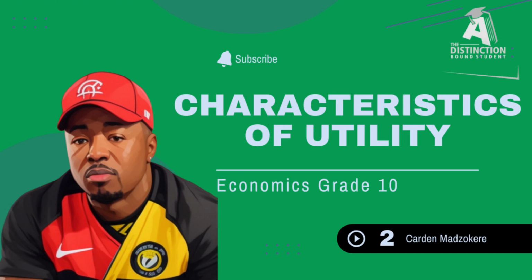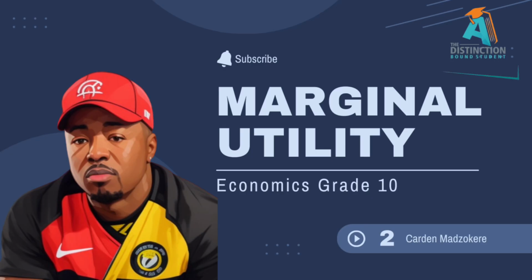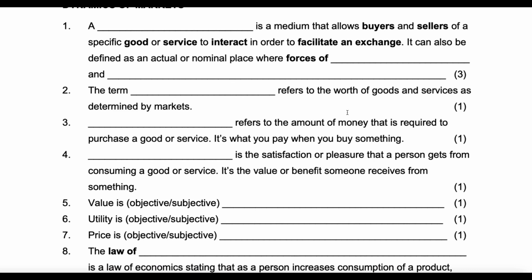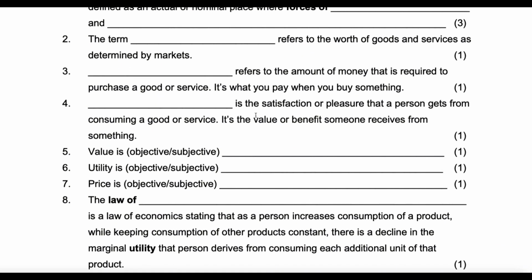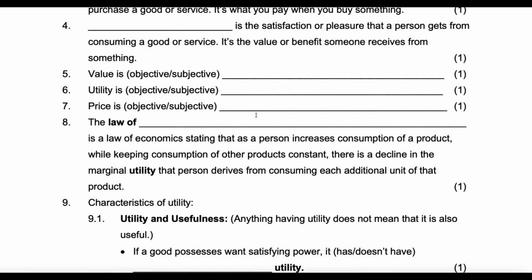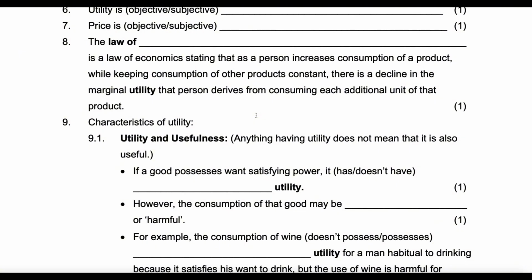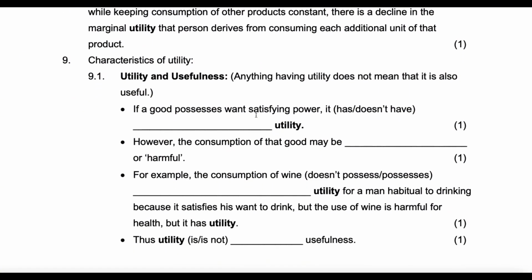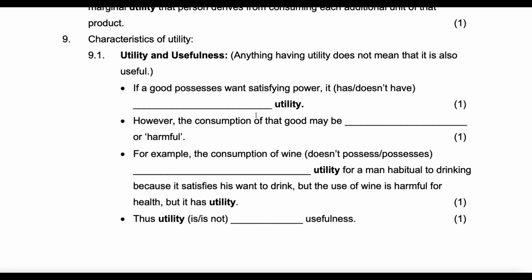Okay, so I'll put this lesson on the same playlist so that you watch the first one and then you just continue. So these are the questions that we've covered, where we defined the market, we introduced utility, we discussed whether or not it was subjective, and then we spoke about the law of diminishing marginal utility. Now we were on the characteristics of utility, so that's where we're going to start. But the 9.1, we had done it in the previous lesson.